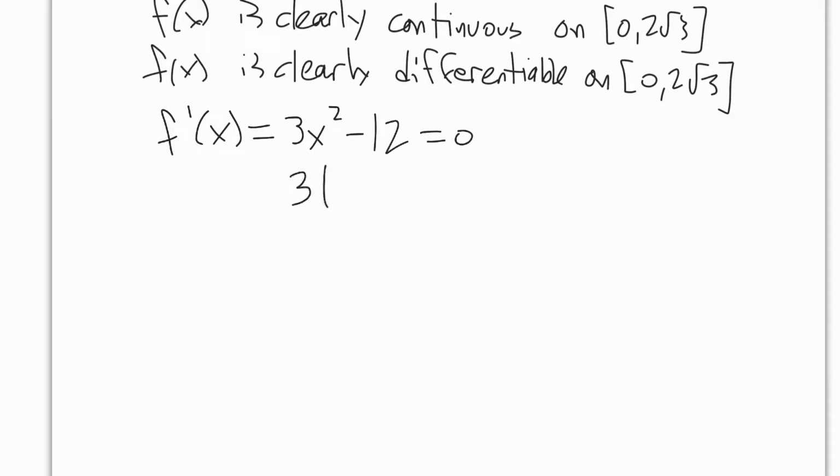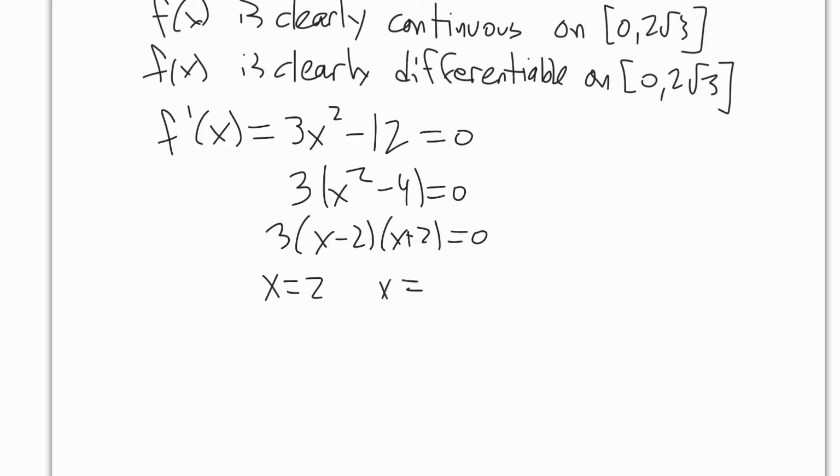So you'd factor out the 3, x squared minus 4. Do a little difference of squares, x minus 2, x plus 2. So you get x equals 2 and x equals negative 2. Well, of course, we have to reject the negative 2 because that's not in the domain. But x equals 2, is that part of the domain? Well, you think about it, 2 times root 3 is clearly going to be greater than 2, because root 3 is about 1 point something. So yeah, this is definitely in the domain.